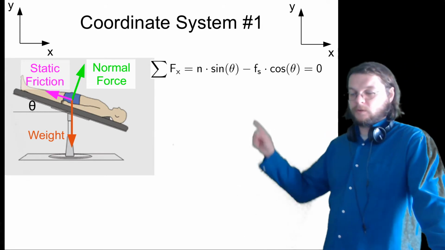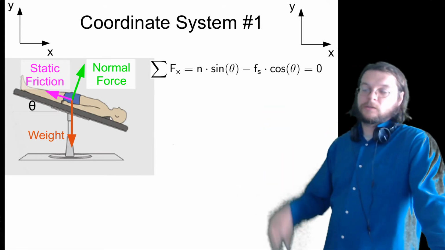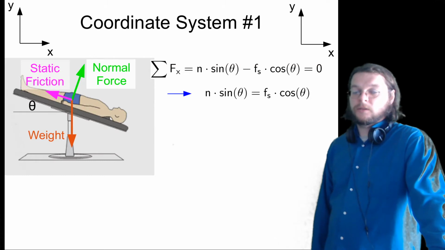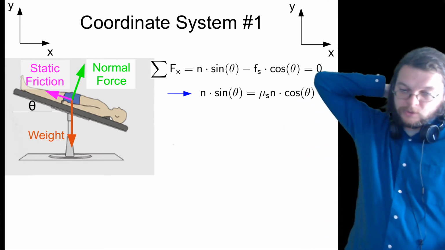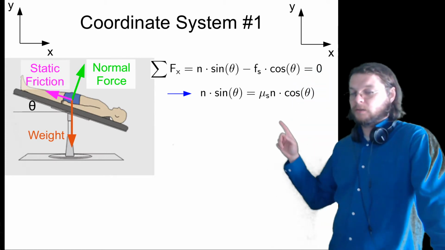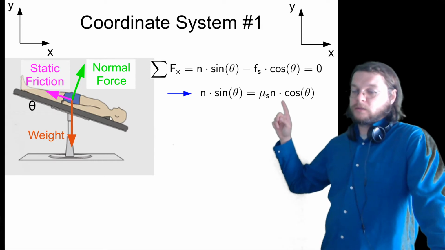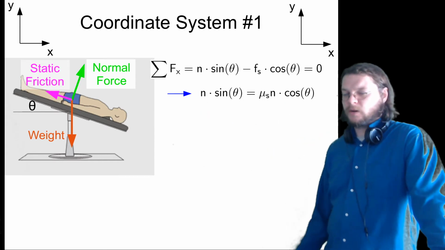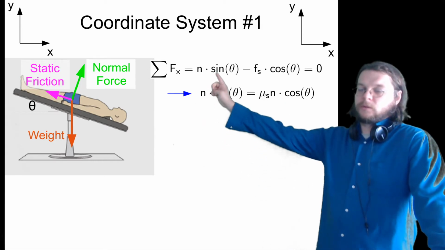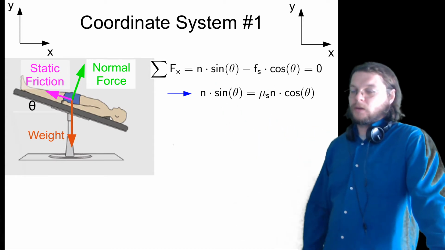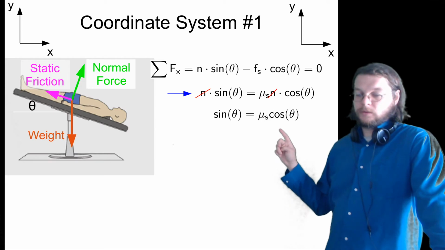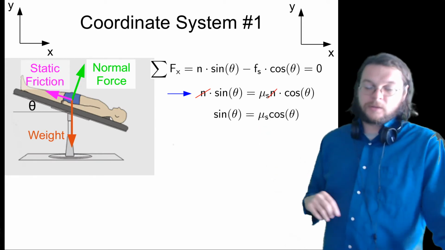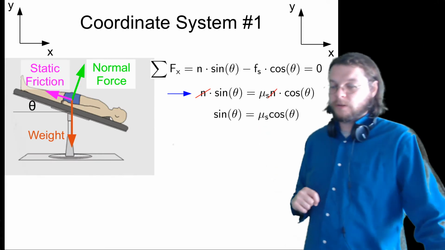So in other words, we can add Fs cosine theta to both sides, like so. And then the static friction is related to the coefficient times the normal force, so you can sub that in there. Now the normal force is on both sides. We're not really solving for the normal force, we're just taking this equation and seeing what we can cancel. And so the normal force is going to cancel out, and we end up with something like this. And you notice that it does not depend on the mass of the patient.